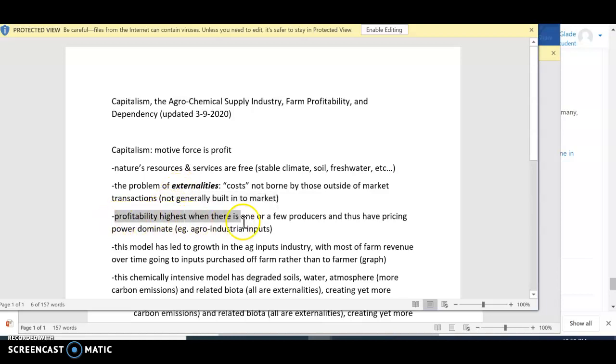So profitability is highest when there is one or a few producers, who thus have pricing power to dominate. And so the classic case of this is really the monopolistic kind of setting we have with Monsanto and a few other companies supplying much of the inputs for farming and field crop farming today. And that's a very profitable system for them. And because there's not a lot of competition for them, they have pricing power, okay?